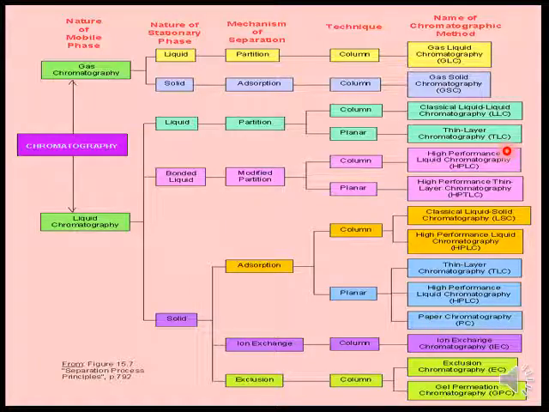Don't worry so much about this. I don't expect you to memorize the nature of the mobile phase, the nature of the stationary phase, and so on. I just want to show you how the name is derived. It depends on the mobile phase, stationary phase, mechanism, as well as the technique.